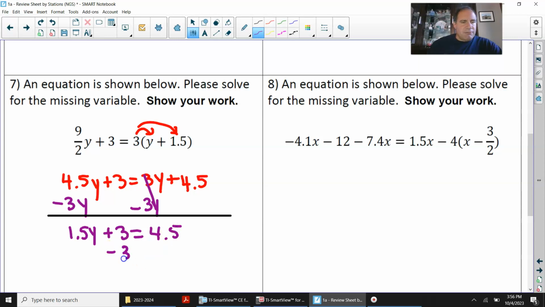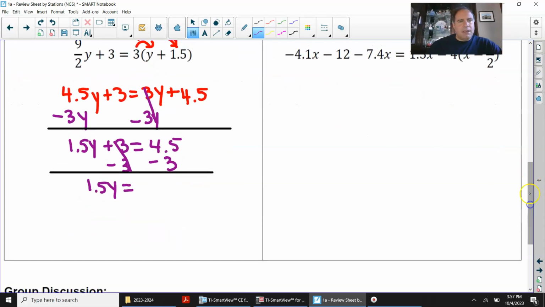Now you subtract 3, because again, you have to get the y alone now. Now that you got them together, you have to get that y alone. This cancels. You have 1.5y equals 4.5 minus 3, 1.5. Divide by 1.5, divide by 1.5, y equals 1.